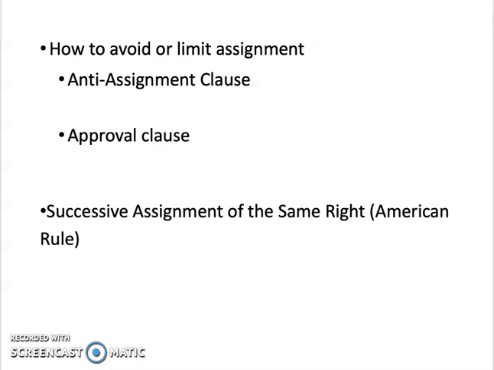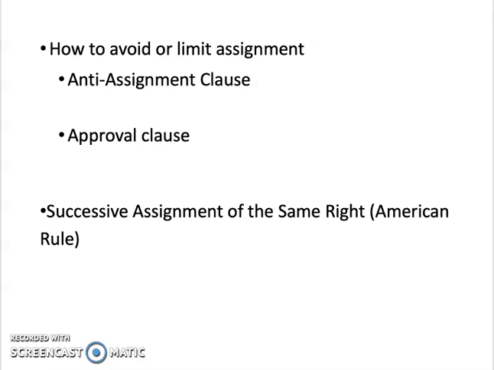The other issue that sometimes comes up is when you have successive assignment of a right. So this is a situation where I assign my rights to Joe, and Joe then assigns his rights to Lucy. Okay, that's a successive assignment. It's all the same right, but I first give it to Joe, Joe then gives it to Lucy. How does that work then? Who has the right to enforce the contract?